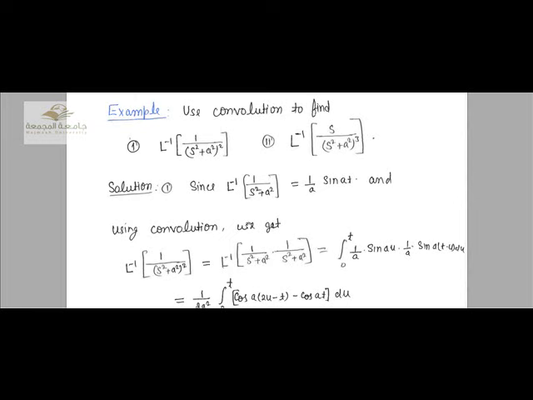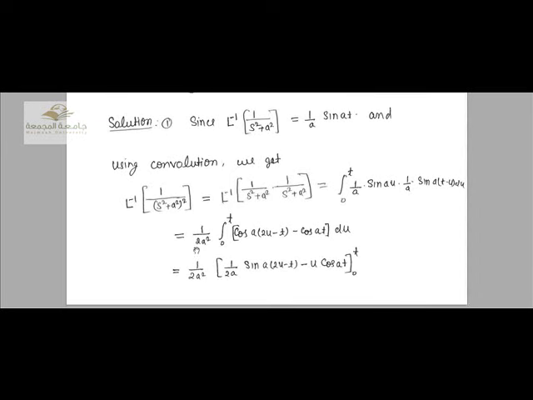Solution 1. Since L inverse of 1 over s square plus a square is equal to 1 by a sine at, and using convolution we get L inverse of 1 by (s square plus a square) whole square is equal to L inverse of 1 by (s square plus a square) into 1 by (s square plus a square), which is equal to integral from 0 to t of 1 by a sine a u into 1 by a sine a (t minus u) du.